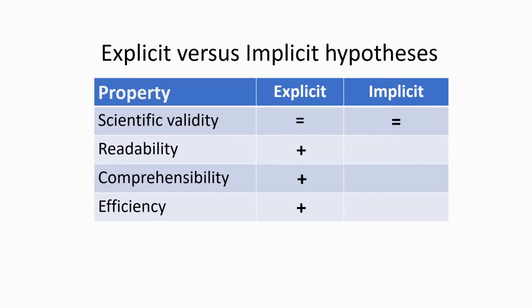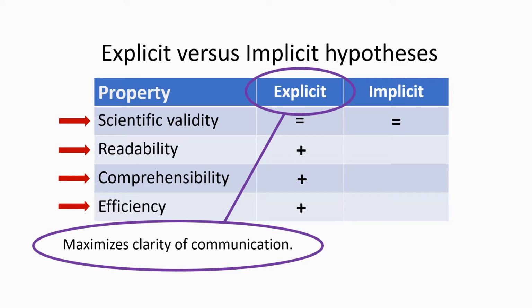Finally, just to summarize what we've said about explicit versus implicit experimental hypotheses, first of all, there's no real reason to believe that the validity of the scientific results reported in either format are different. However, when it comes to matters of communication such as readability, comprehensibility, and efficiency of communication, there can be no real doubt that reports and projects based on explicit scientific hypotheses are much better. The explicit hypothesis maximizes the clarity of the communication.